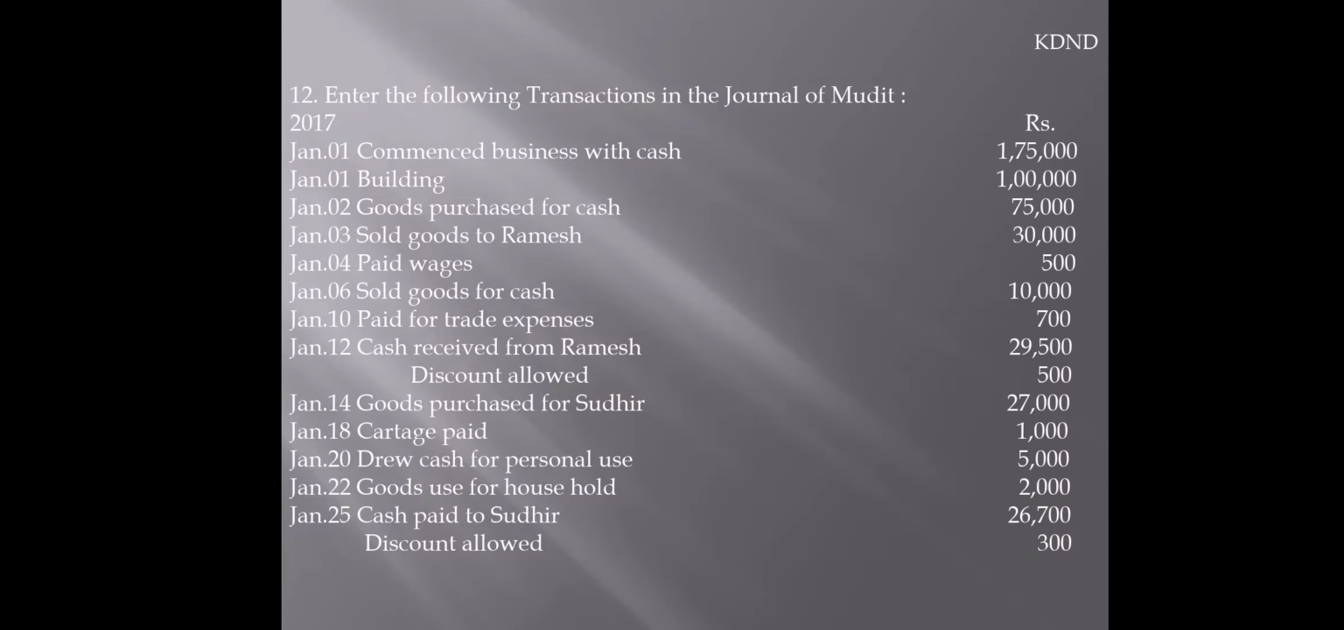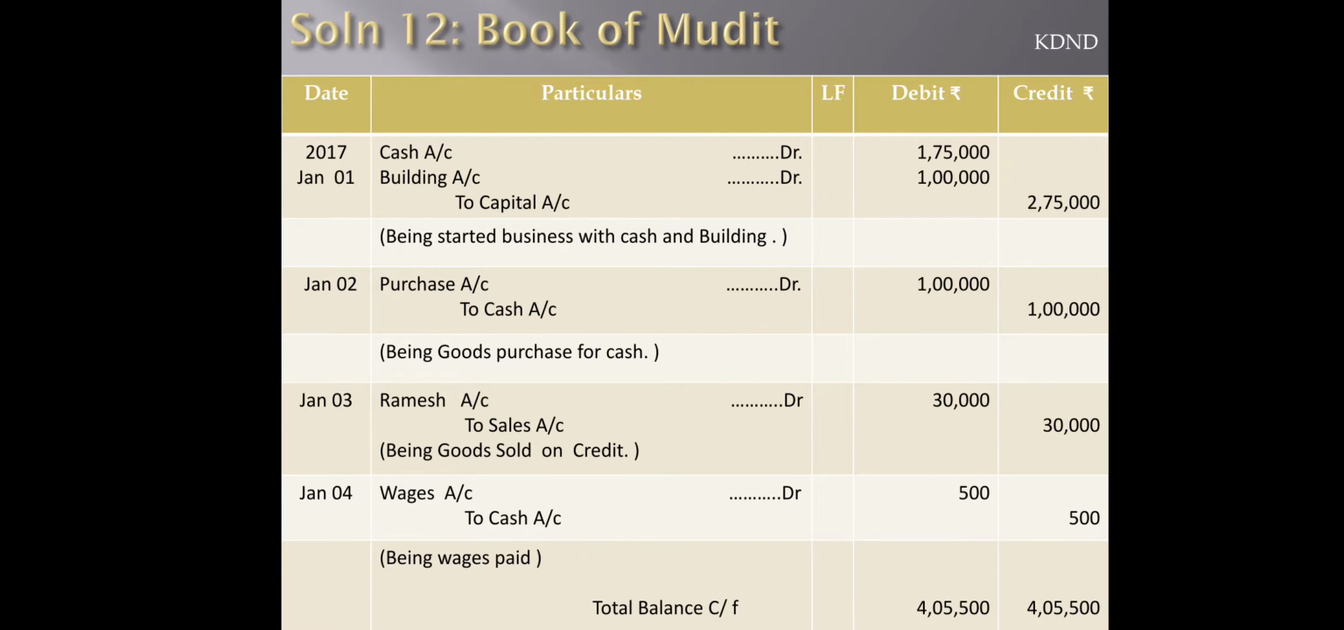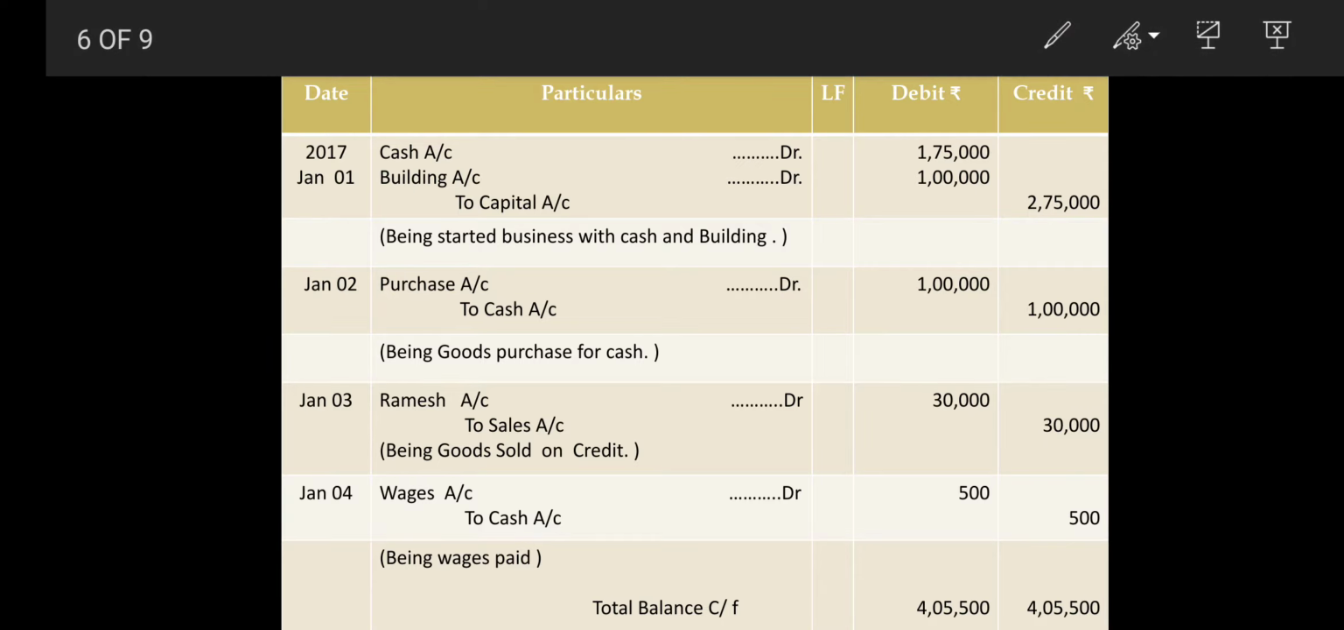Next transaction comes, goods purchased for cash. So here we have purchased the goods for cash. When the goods come in, we have to use the term purchase. So purchase debit and cash goes out. So purchase account debit to cash account, that is 1 lakh. You can understand now very easily, and the narration to be mentioned is being goods purchased for cash.